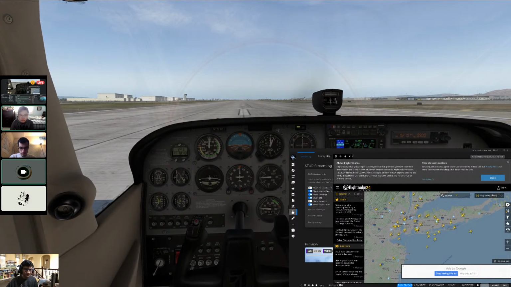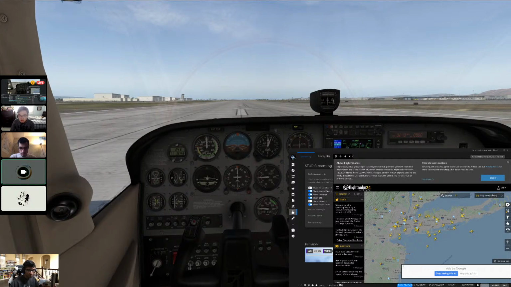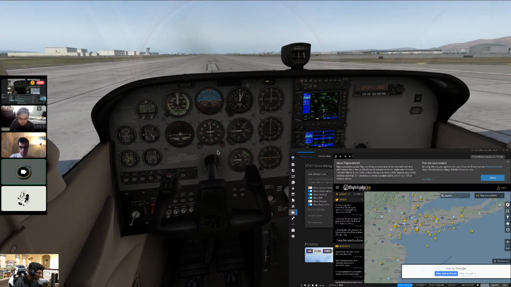All right, the last thing I want to cover is center control. Let's do a quick takeoff first. I've just got the plane ready for takeoff, although there's not actually much to do.